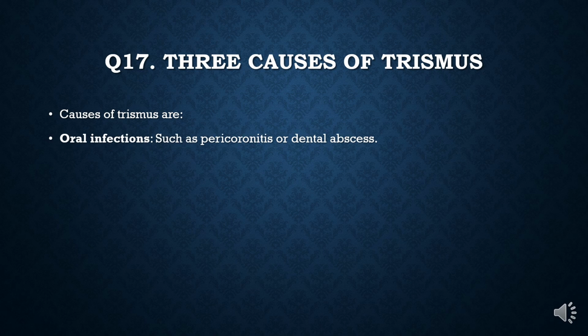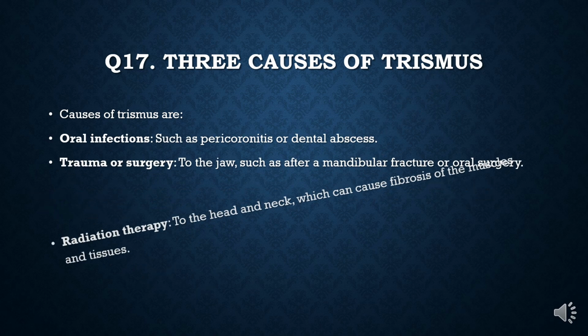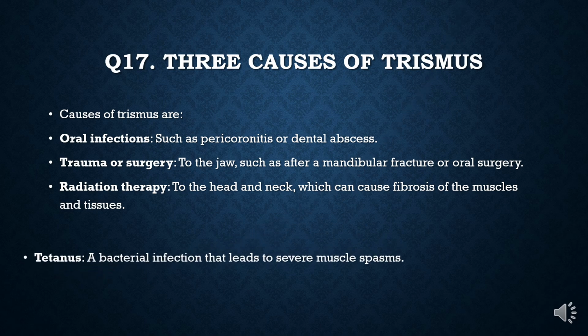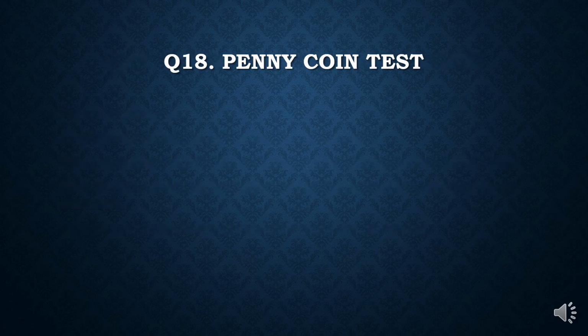These are oral infections such as pericoronitis, trauma or surgery, and radiation therapy, which can cause fibrosis of the muscle and tissues, and tetanus. Question 18 is penny coin test.